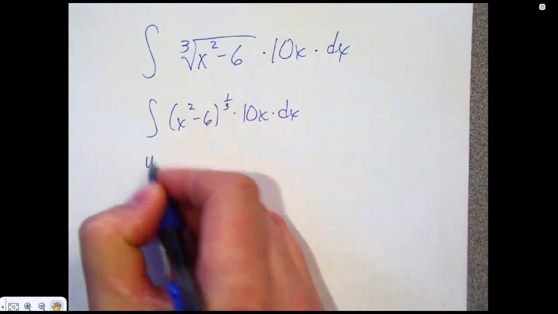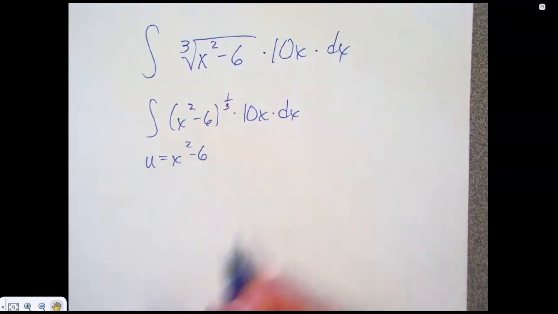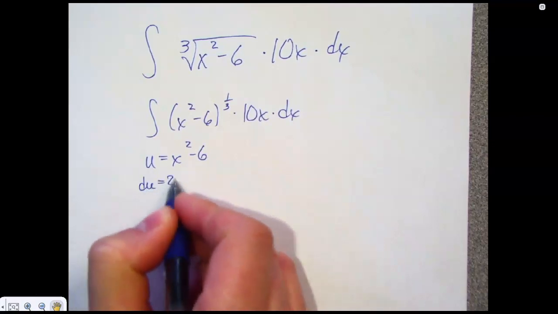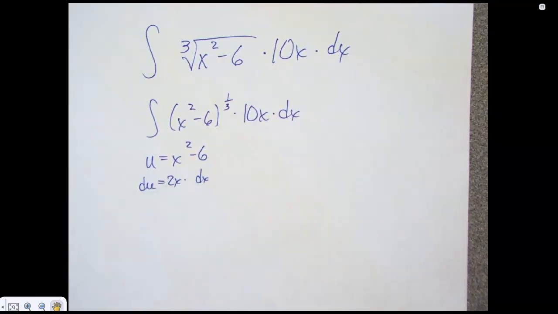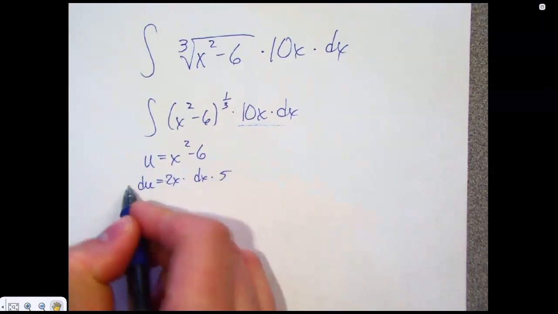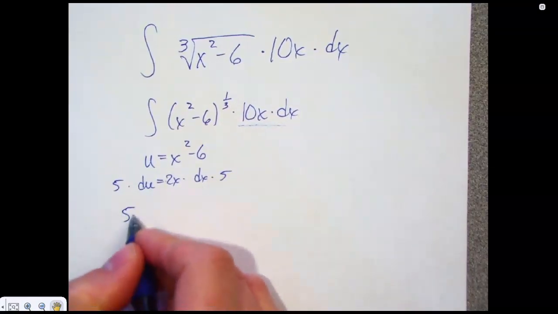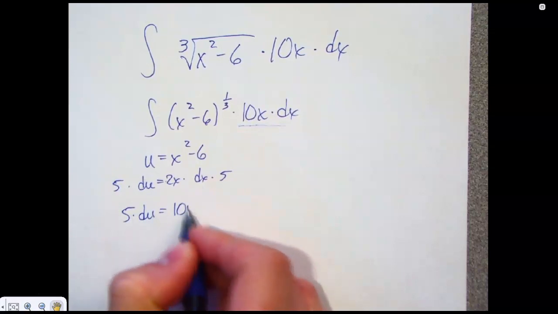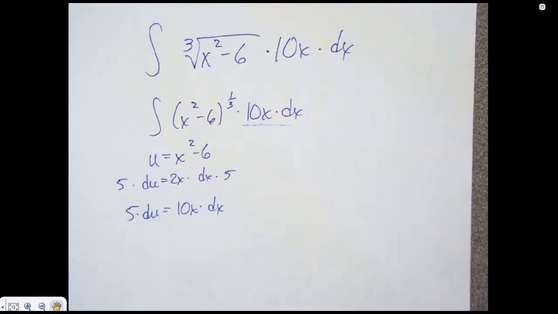So u is going to be x squared minus 6. And then du would be 2x times dx. But 2x times dx doesn't fit in there. I've got to turn it into 10x times dx. So what do I multiply the right hand side by? You got to do the left hand side by that also. So it becomes 5 times du equals 10x times dx.